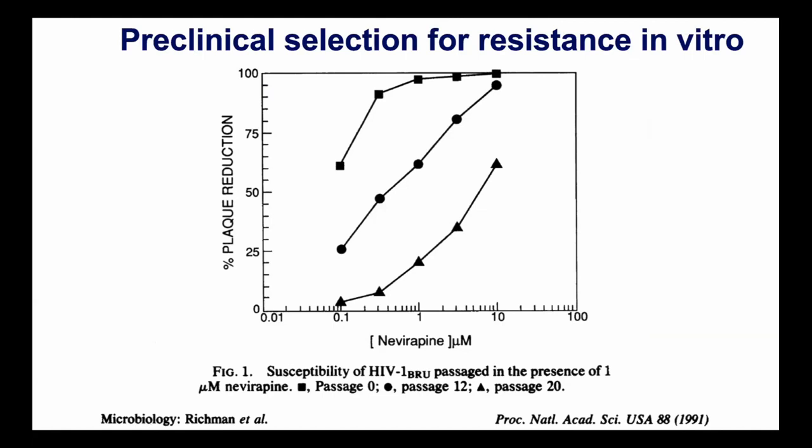HIV. The next class of drugs that came along were the non-nucleoside RT inhibitors, and nevirapine was the first to be approved. And what we did in our lab, once we knew that drug resistance readily emerged with AZT, the nucleosides, we looked at the non-nucleosides in a cell culture and showed that the potency of the drug with multiple passages just in a petri dish, the virus became progressively more and more resistant to nevirapine.